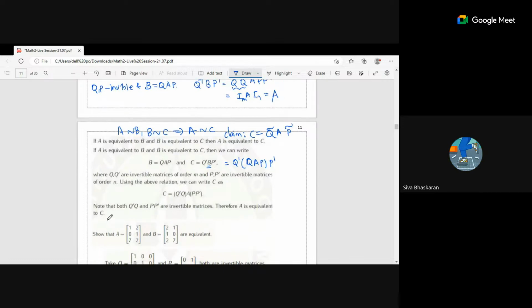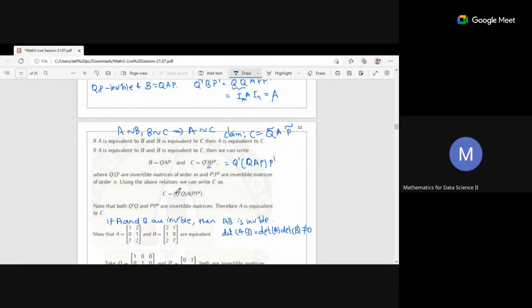Why? The determinant is not zero. So if A and B are invertible, then AB is invertible. Why? Because the determinant of AB is equal to the determinant of A times the determinant of B, and since both are non-zero, it will not be zero. That is why you know that the product of invertible matrices is again invertible.